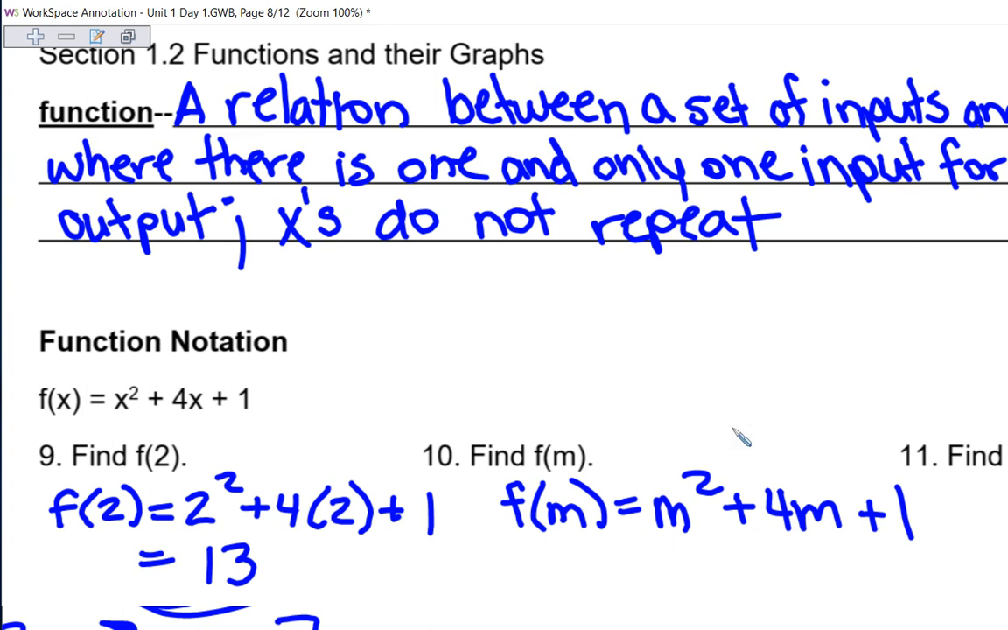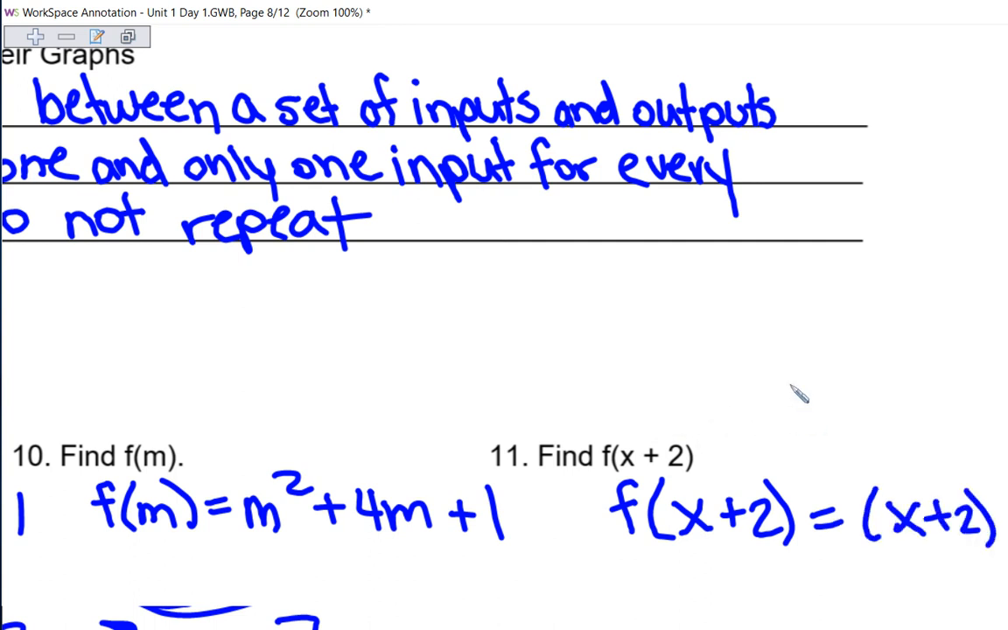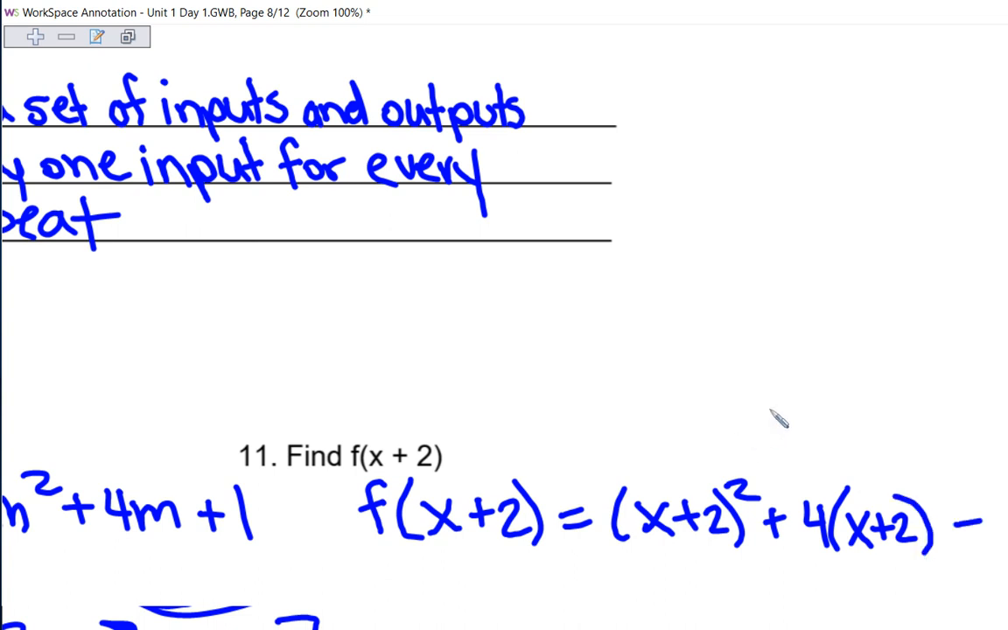Number 11, now we need to find f of what? x plus 2. So wherever I see x, I replace it with what? x plus 2. So for f of x plus 2, that's going to be x plus 2 squared plus 4 times x plus 2 plus 1. Can that simplify?